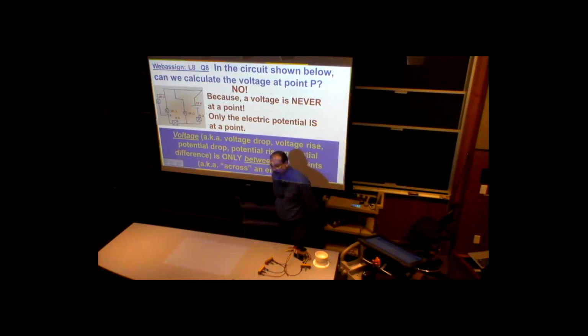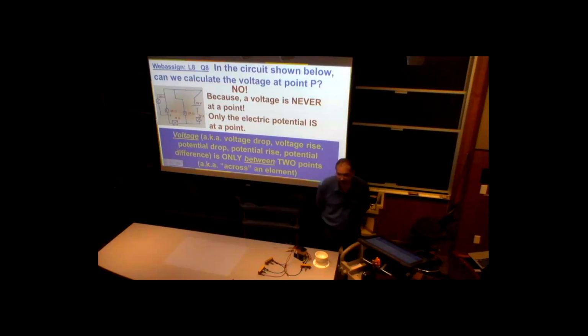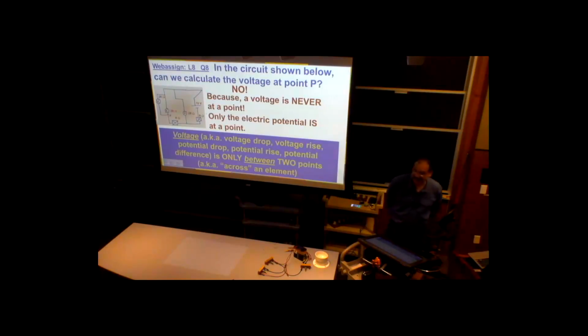This question, again, has nothing to do with any equations or calculations. It doesn't require any thinking. It requires the knowledge of terminology, the difference between electric potential and voltage. Potential is at a point. Voltage is always between or across, a difference. So this sentence is just wrong. It's like saying, I don't know, hot ice cream.